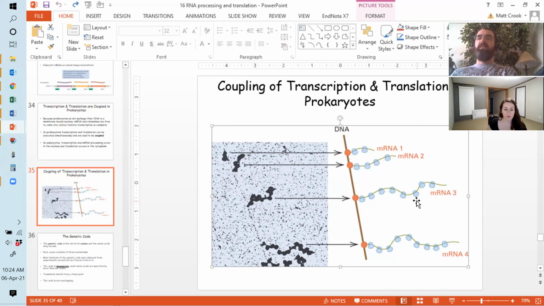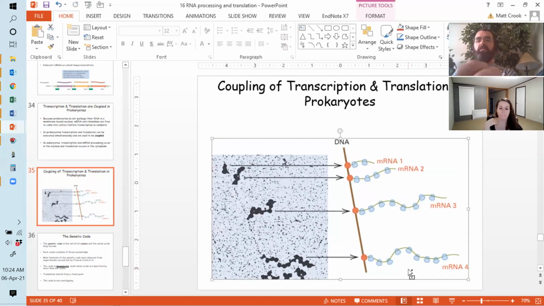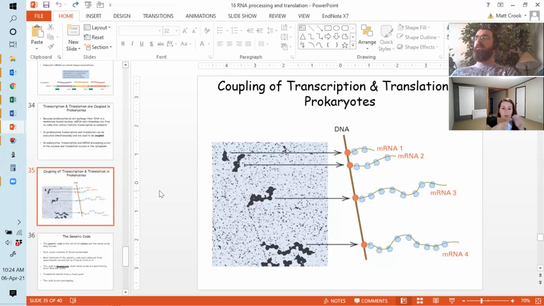And so it's actually pretty neat. And we'll get to that when we cover it in the next unit. But for now, just remember that because these two processes are not physically separated, they are able to occur at the same time.